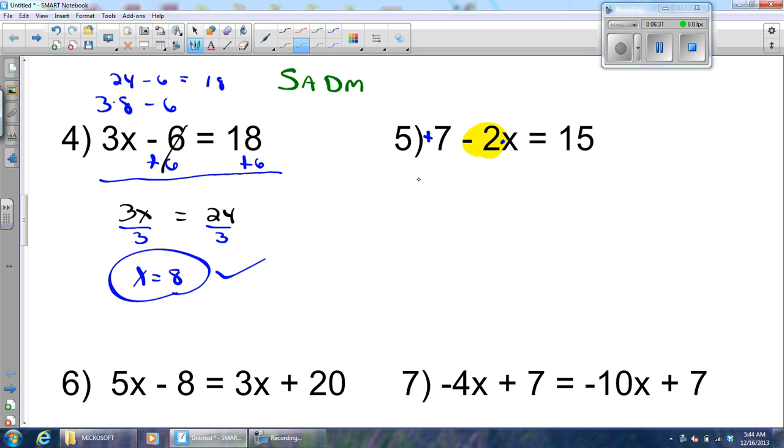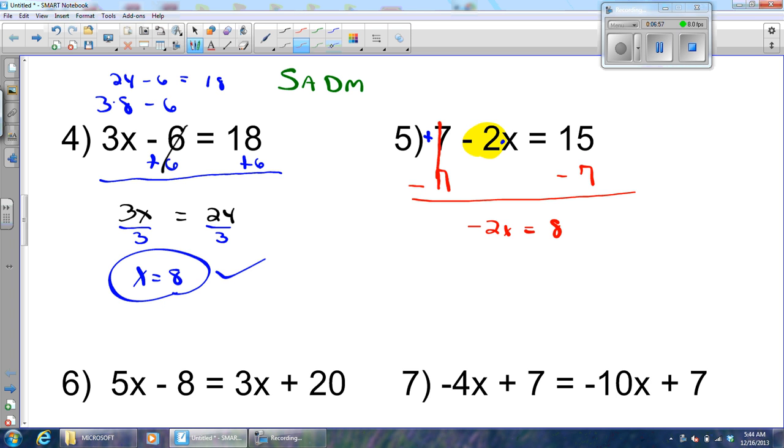And if I would do this, does 7 plus 7 cancel? No, it doesn't. You have to check your work as you go. 7 plus 7 does not cancel, therefore I must subtract 7. Use the inverse operation, excuse me. My 7s will cancel, leaving me a negative 2x equaling 8.